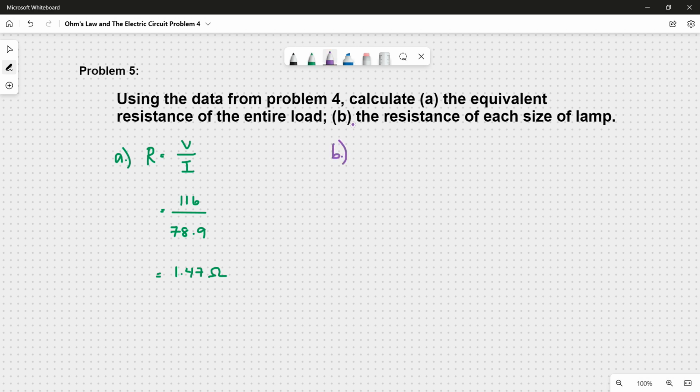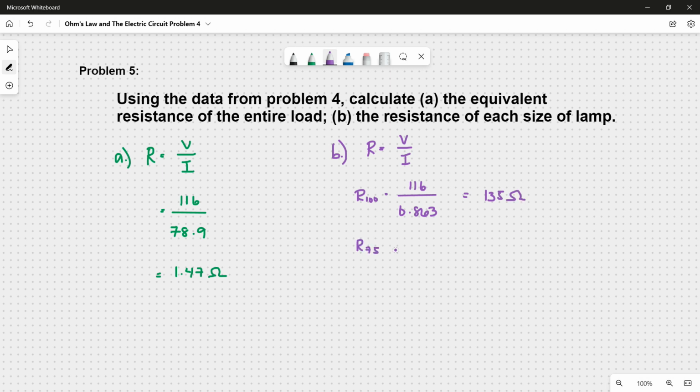Now for letter B, we are asked to calculate the resistance of each size of the lamps. So we can again use the formula for resistance, R is equal to V over I. Now for the 100-watt lamp, that's 116 volts over 0.863 amps, and this is equal to 135 ohms.